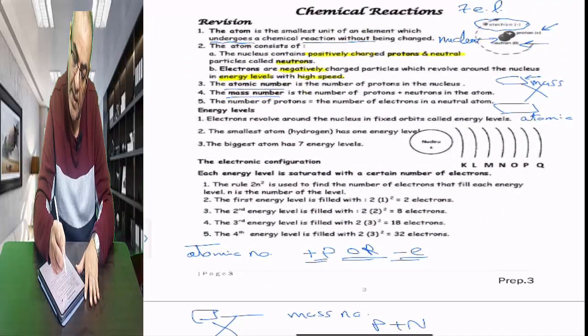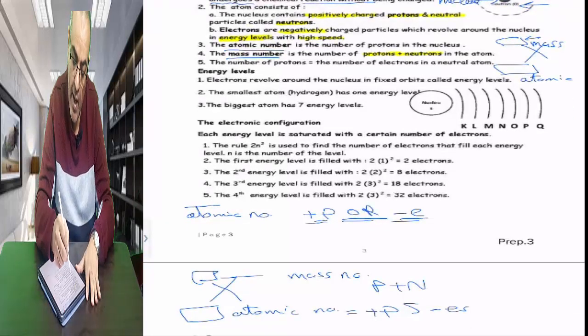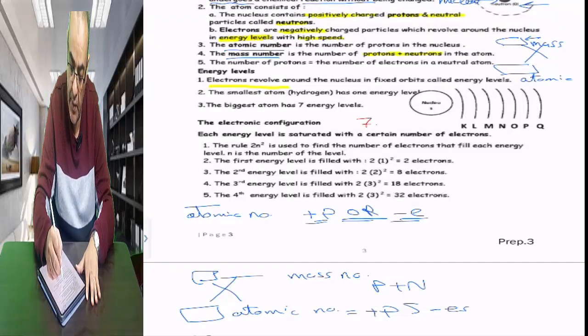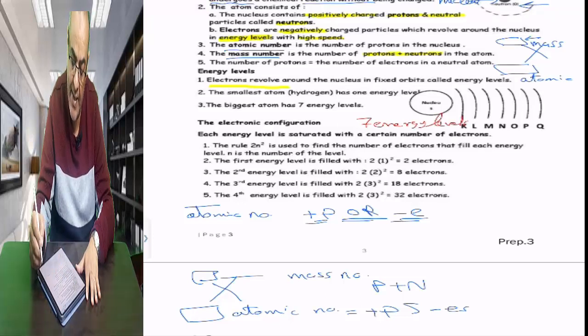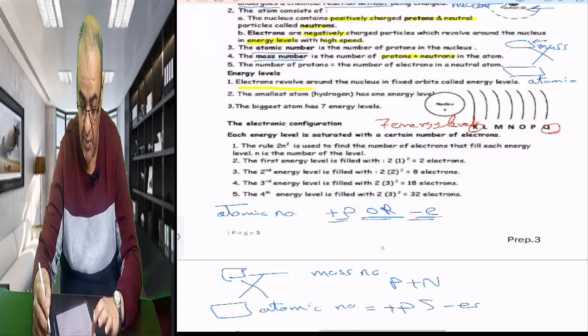Here, the atomic number is the number of protons in the nucleus, or protons or electrons, as we said. The mass number is the summation of protons and neutrons. Electrons revolve around the nucleus in fixed orbitals. We said each atom contains 7 energy levels. These energy levels differ in energy. The least energy one is K, and the highest energy is Q.